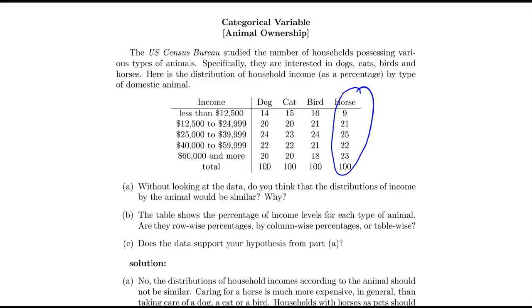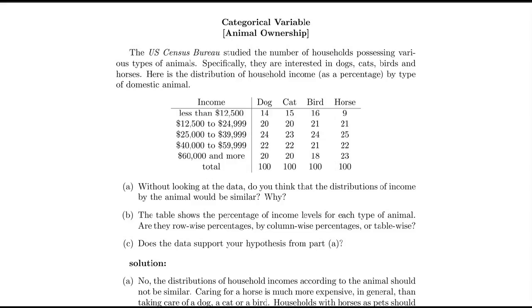And in part A, what we want is, without looking at the data, do you think that distribution of income by animal would be similar? Why or why not? Most likely, the most intuitive answer here would be no, because most likely horses cost much more to maintain than dogs and cats and birds. And so if we have a horse in a household, the household probably is of upper income. And so the distribution for income according to the animal most likely will not be the same. This is the intuitive answer.